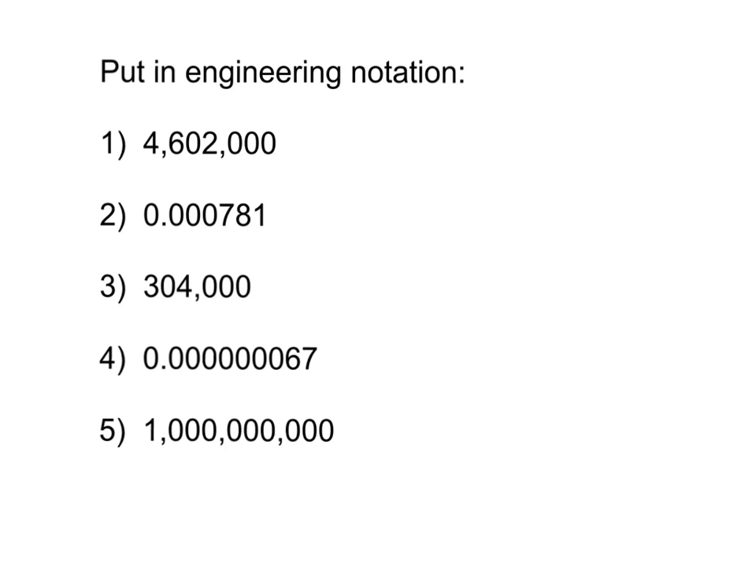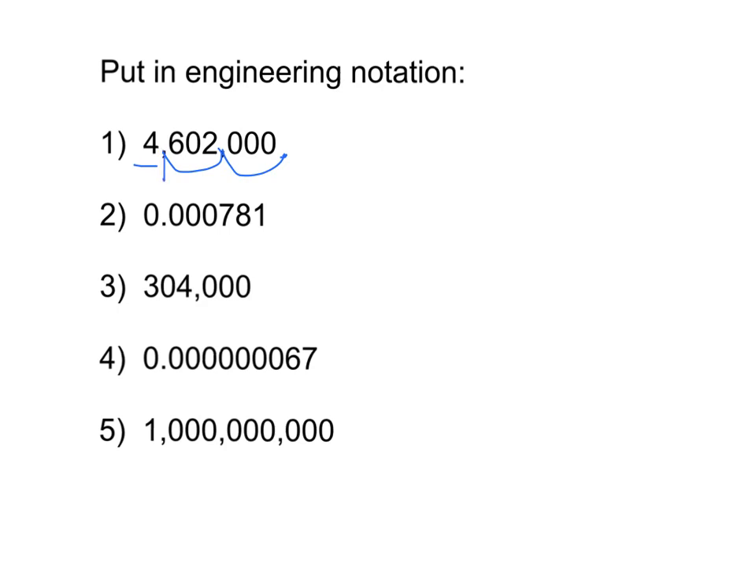So for number 1, we need to move the decimal place from behind the 0 to the left so that we have either 1, 2, or 3 digits to the left of the decimal, and the exponent is a multiple of 3. So if I move the decimal 3 places, I still have 4 digits in front of the decimal. So I'm going to move it another 3 places, and now I only have 1 digit in front of the decimal.